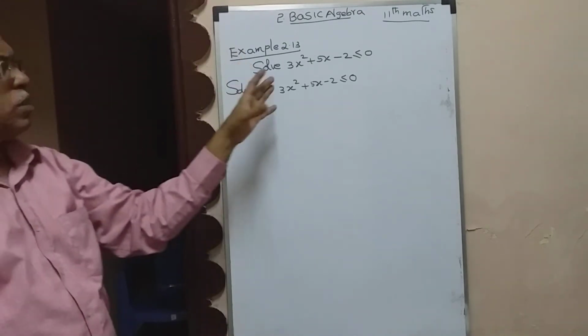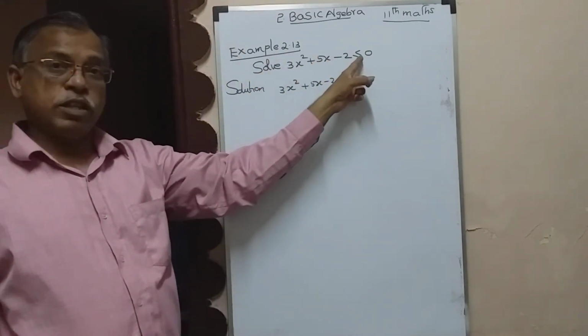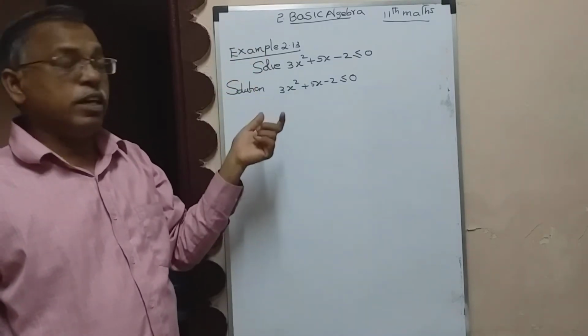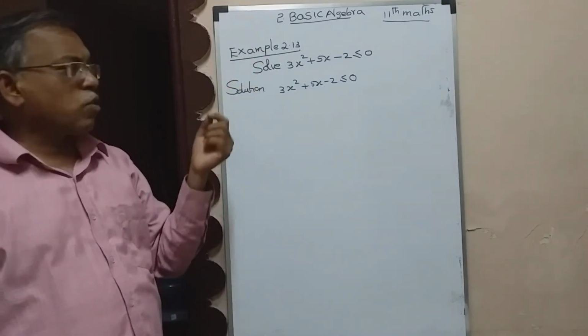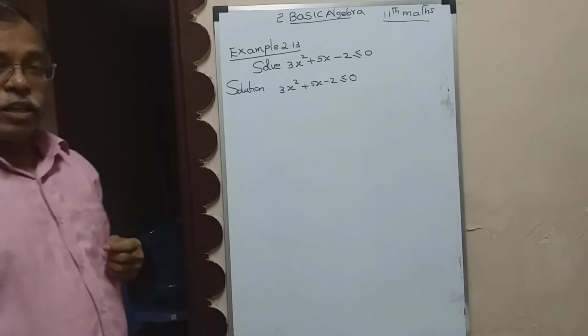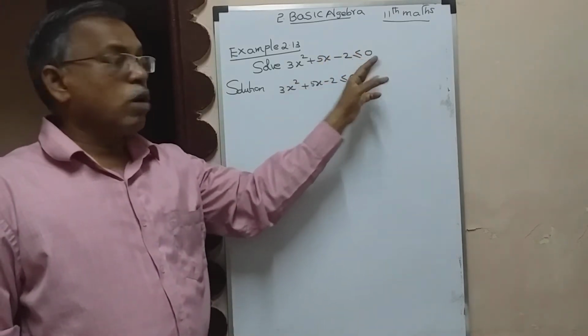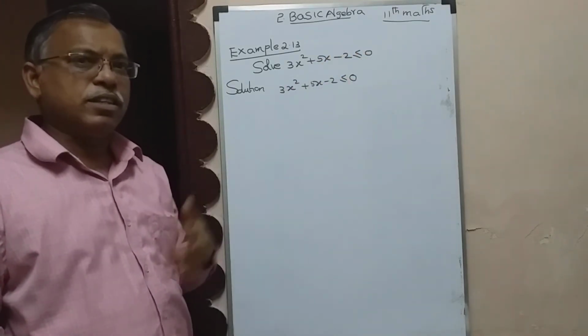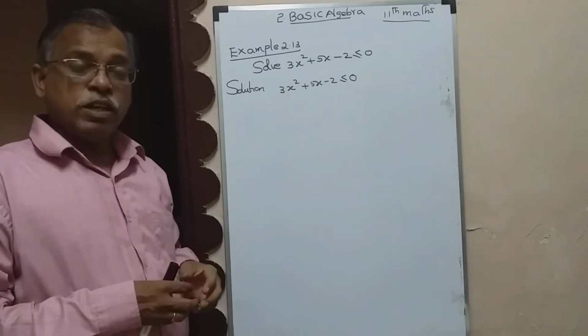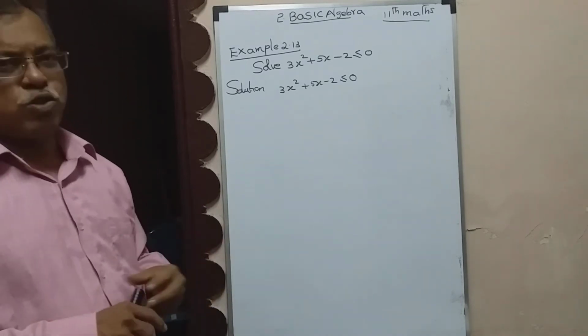X value கண்டுபிடிச்சா நமக்கு போதும். Equal to 0 in that. But the problem is this is not just equal to 0. This is quadratic inequality. Inequality means less than or equal to 0 or greater than or equal to 0. Something like that. So if it is inequality, you should follow a different procedure.